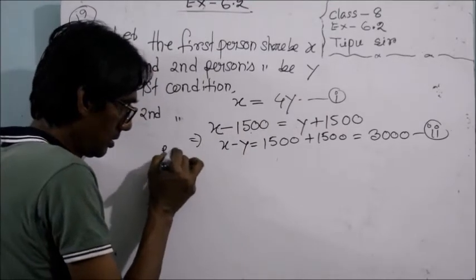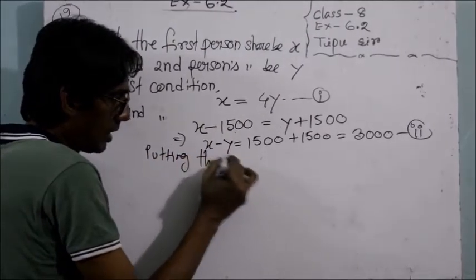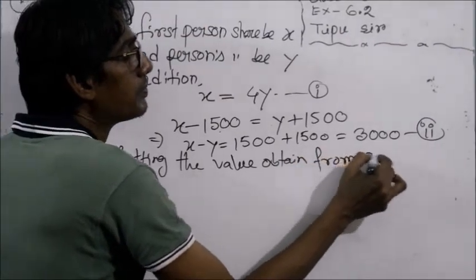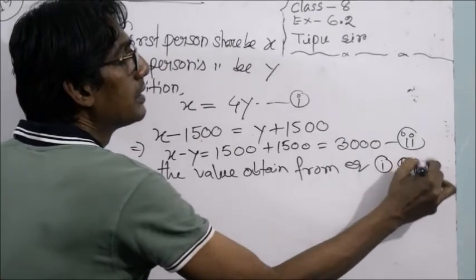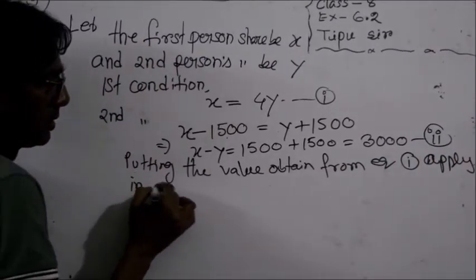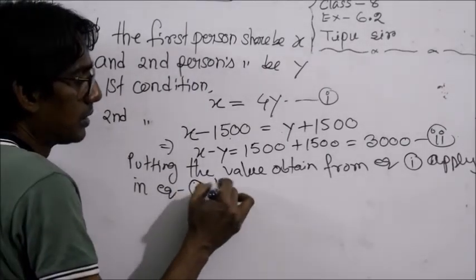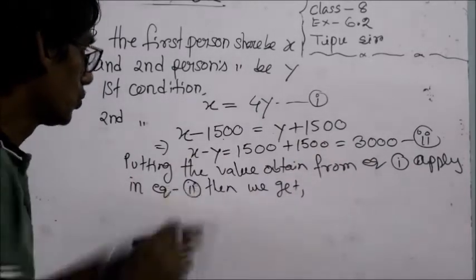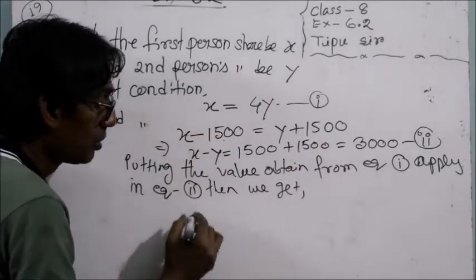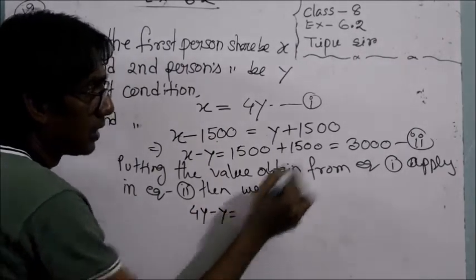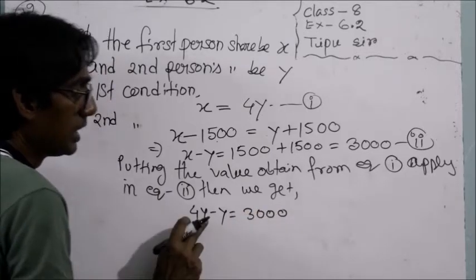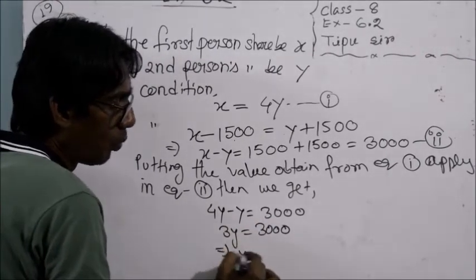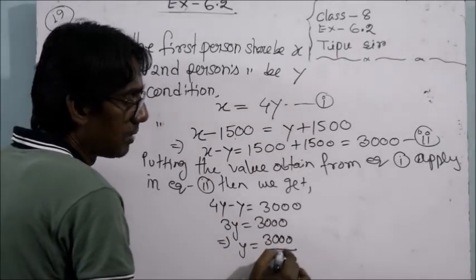So I write here, putting the value obtained from equation 1, apply in equation 2, then we get. Okay, now apply the value of x from equation 1 into equation 2. Look at your equation 2 here, x minus y, double of x equal to here, 4y minus y equal to 3000. If you subtract, 4y minus y is equal to 3y is equal to 3000, or y equal to 3000 by 3 equal to 1000.